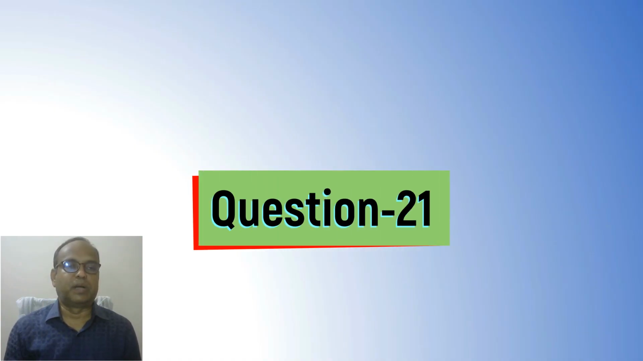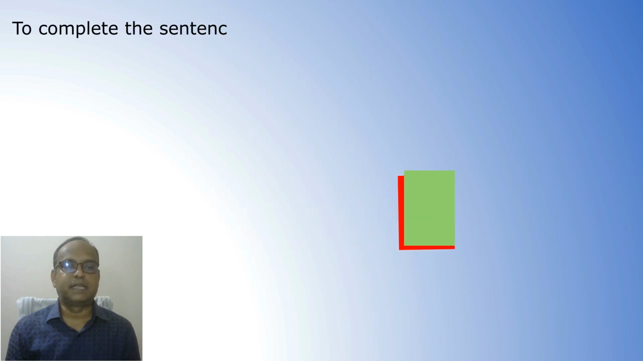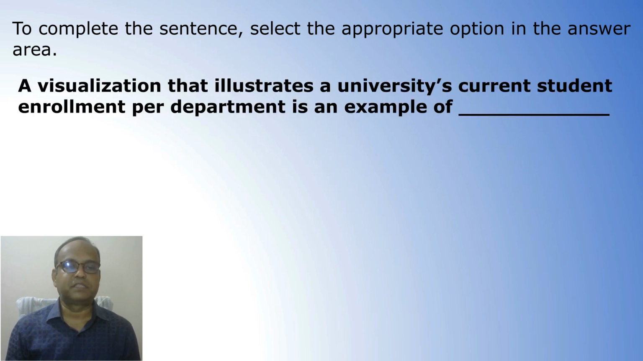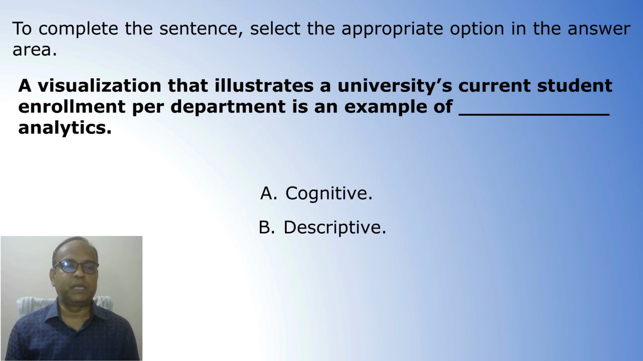Question number 21. To complete the sentence, select the appropriate option in the answer area. The visualization that illustrates a university's current student enrollment per department is an example of dash analytics. Option A, cognitive. Option B, descriptive. Option C, predictive. Option D, prescriptive.